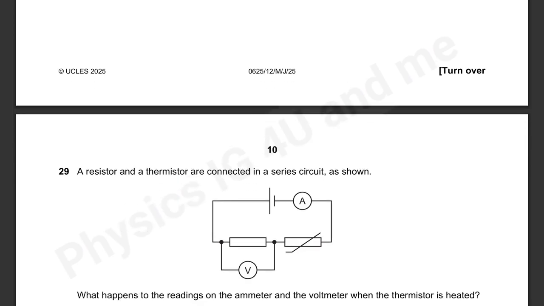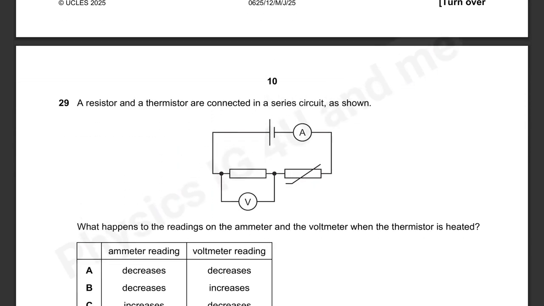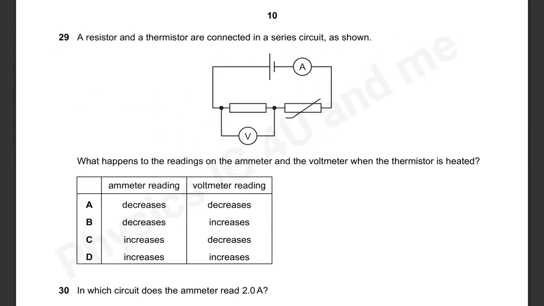A resistor and a thermistor are connected in series circuit as shown. This is the resistor and this is the thermistor. What happens to the reading on the ammeter and voltmeter when the thermistor is heated?